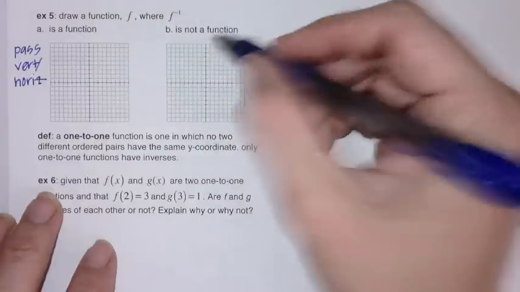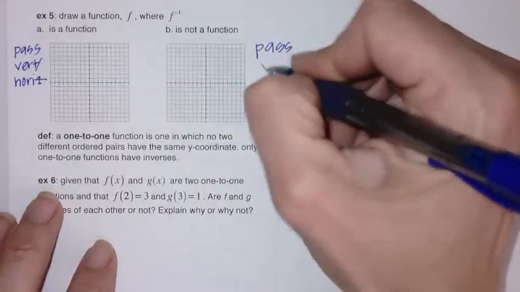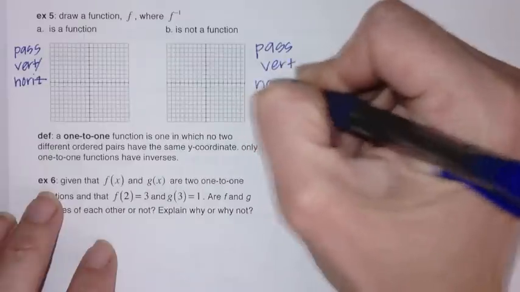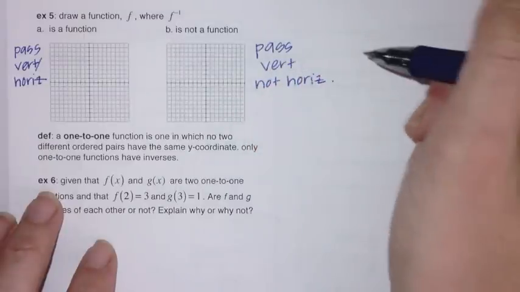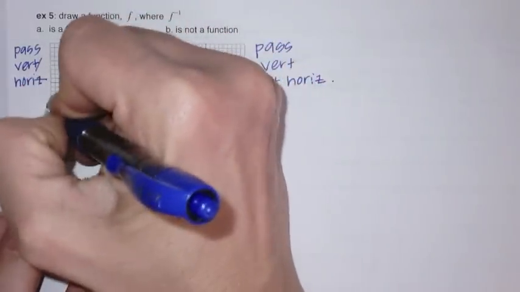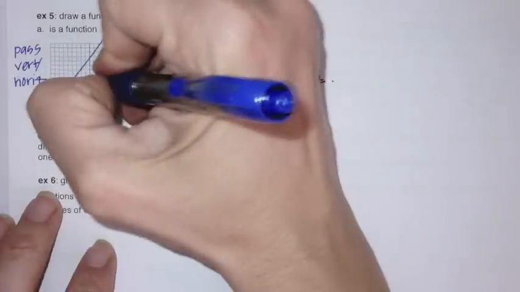If I don't want the inverse to be a function, but look, it does say that the original function is a function, the original f, so it must pass the vertical, but not the horizontal line test. So you've seen all types of graphs in math that could help you do this. So for example, here is a line that passes the vertical line test and the horizontal line test.